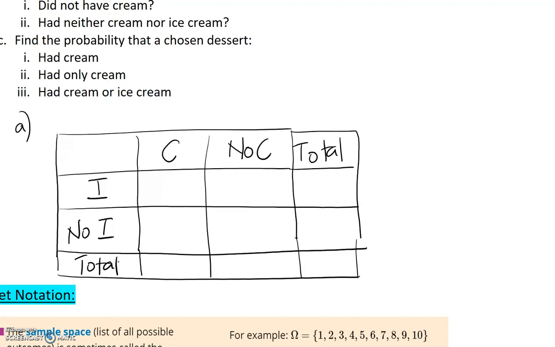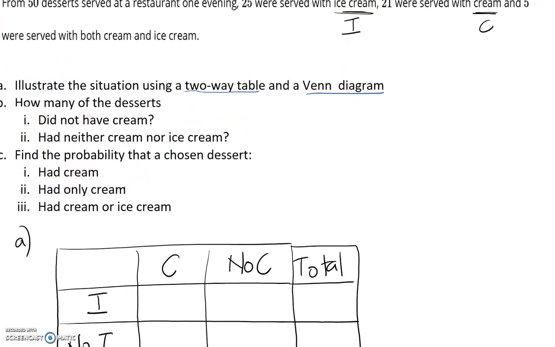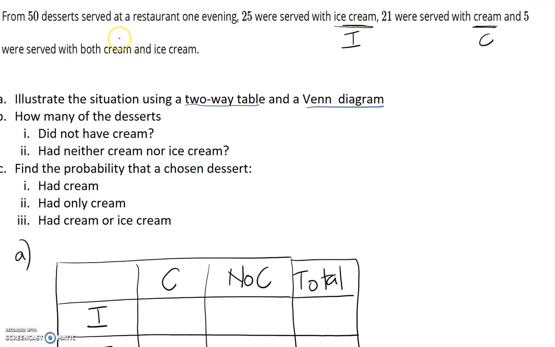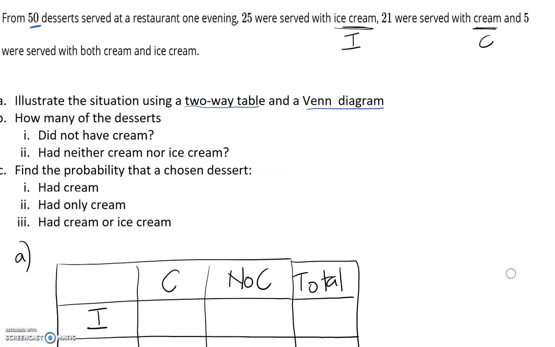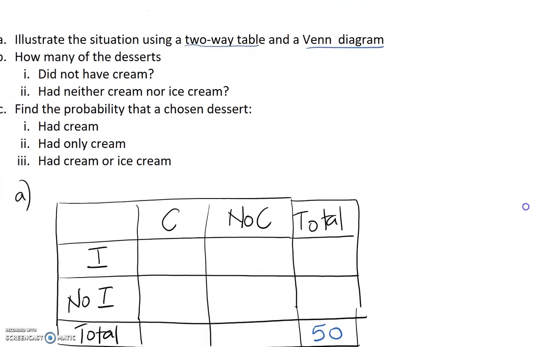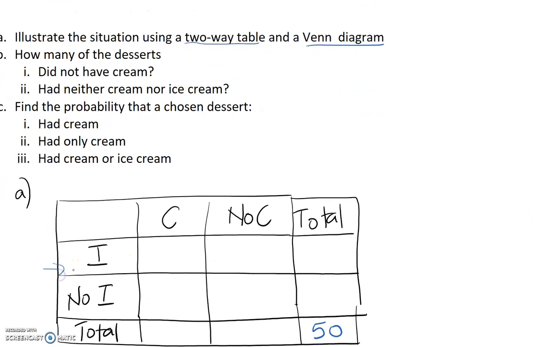Now, to put all of this information in the table. It said that from 50 desserts served at a restaurant one evening, this tells us that the total over here should be 50. Let's look at the next one. 25 were served with ice cream. So 25 of them had ice cream. So if we go to our total of ice cream, 25 should be over there. And 21 were served with cream. So then go to cream.